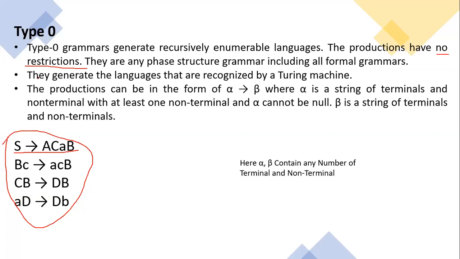Type 0 grammar is nothing but a production with no restriction. This is the production, S tends to some string. We can say grammar or production. In that, the letters written in capital letters are the non-terminals, and the things written in small letters are the terminals.